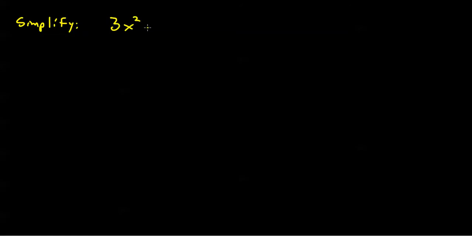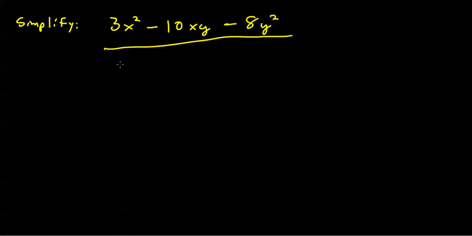Something a little tougher. 3x squared minus 10xy minus 8y squared divided by 4y squared minus xy. Alright, don't go canceling out first. Factor first. You can only cancel out common factors across a fraction bar.